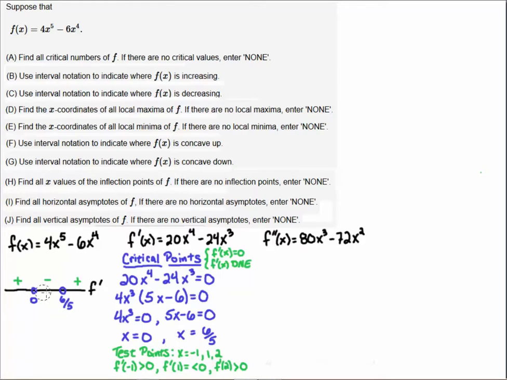So if I look at the graph here, the test points I'm going to choose are something less than 0, so I'll pick minus 1. I'll pick something between 0 and 6/5. Since 6/5 is greater than 1, I could pick 1. That might make things simple. And then I'm going to pick something greater than 6/5, so I'll pick 2. All right, so those are my test points.